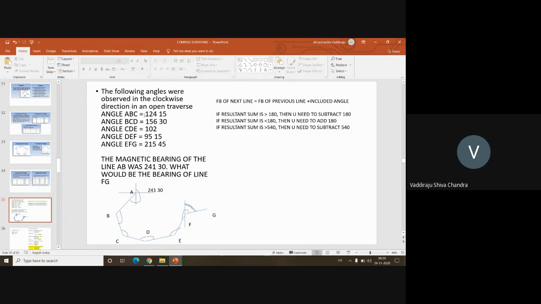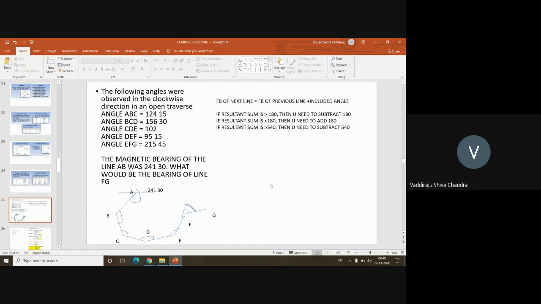Then he has given you angle B, angle C, angle D, angle E, and angle F, and is asking you to determine the forebearing of line FG. For that we need to use this equation. I'll give you 1 minute. You tell me why this equation.